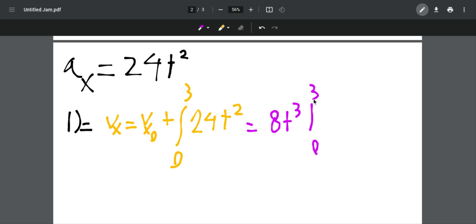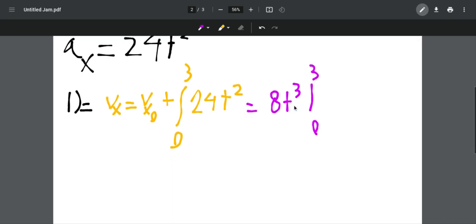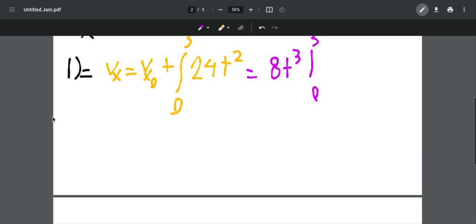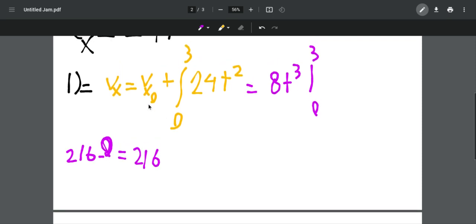So when we put in 3, 3 cubed is 27. 27 times 8 is 216, and then minus 0, because 0 cubed is 0, and then times 8 is 0. So the value of the definite integral is just 216. So we found the definite integral, but we want to solve for v sub x.